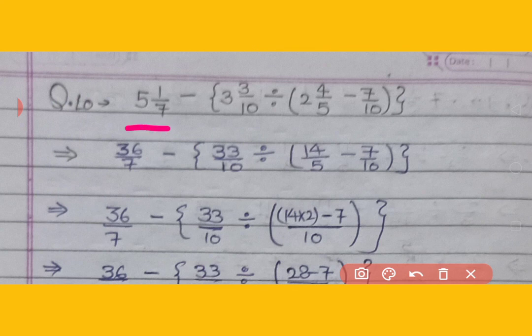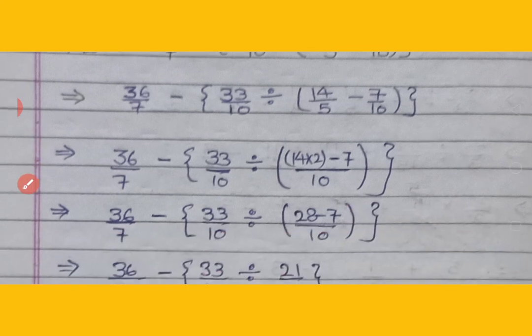7 5s are 35 plus 1, 36 upon 7, and here 3 3 by 10 means 3 10s are 30 plus 3, 33 upon 10. 5 2s are 10 plus 4, 14 upon 5. Now firstly we have to solve the small bracket. We will do a fractional subtraction between 14 upon 5 and 7 upon 10.